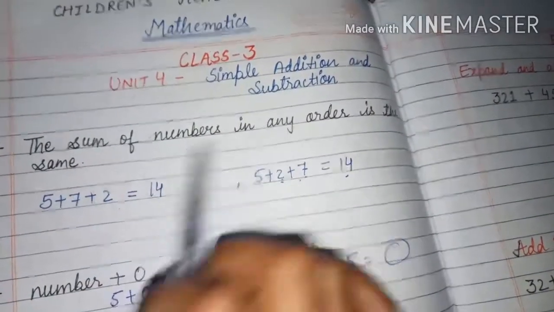I am repeating it again for you. The sum of numbers in any order is the same.